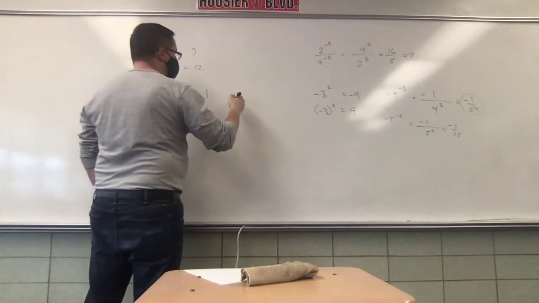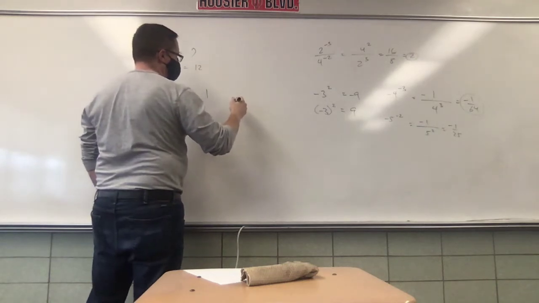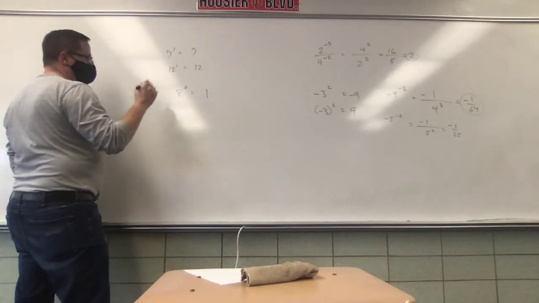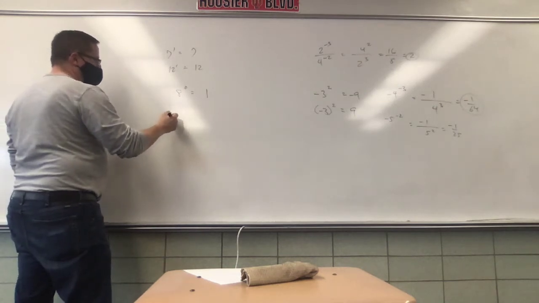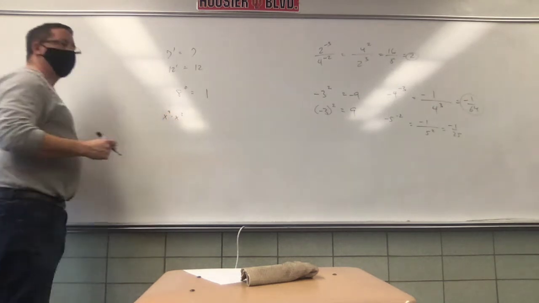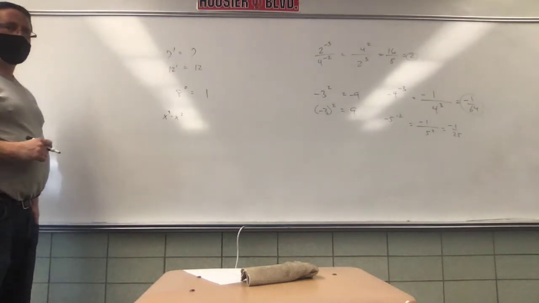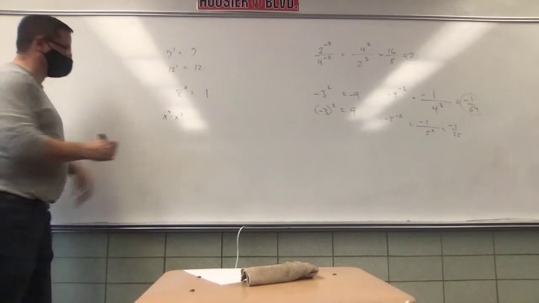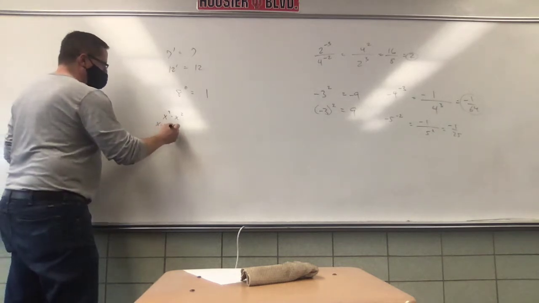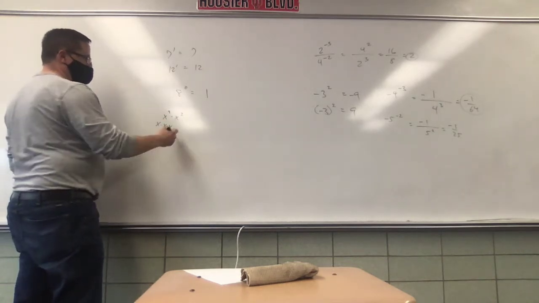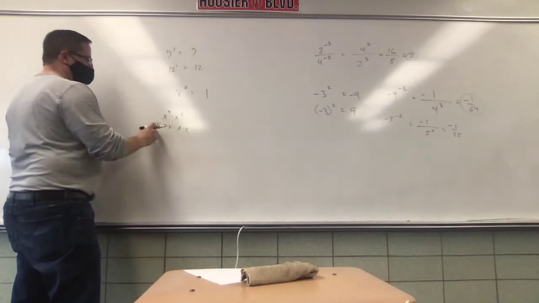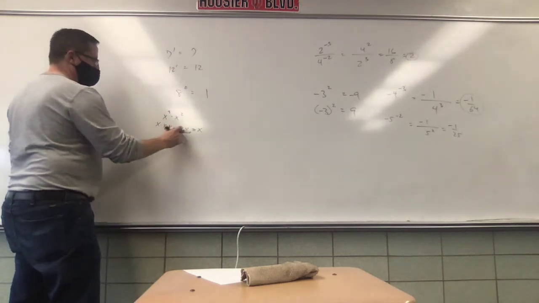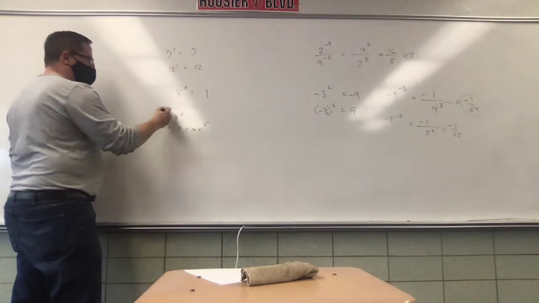Let's try this. I'm going to use variables here, okay? Just watch for a second. You don't need to write this down. If I give you x to the third times x to the second, what does x to the third mean? Not 3 times x. It's x times x times x. And what's x squared mean? x times x. So what's x times x times x times x times x? x to the fifth. Rather than write all these x's, is there a quicker way of doing this?